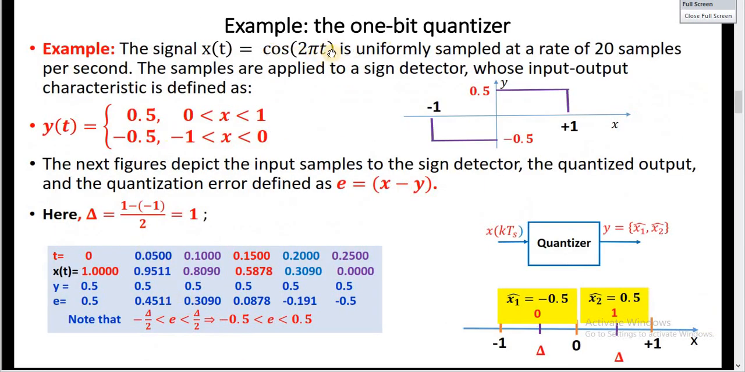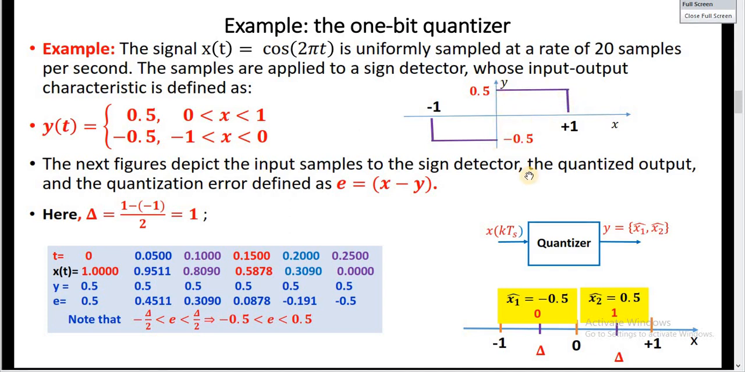Let us take this example. The input signal x of t equals cosine 2 pi t is uniformly sampled at a rate of 20 samples per second. The samples are applied to a sign detector whose input-output characteristic is defined as y equals 0.5 for x between 0 and 1, and minus 0.5 for x between minus 1 and 0. So this is the characteristic of the 1-bit quantizer.